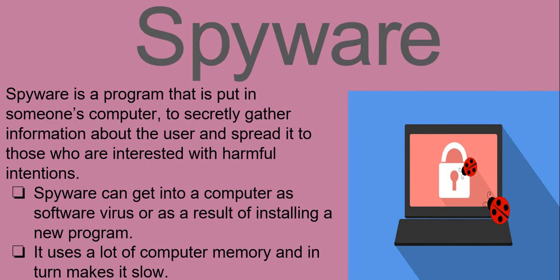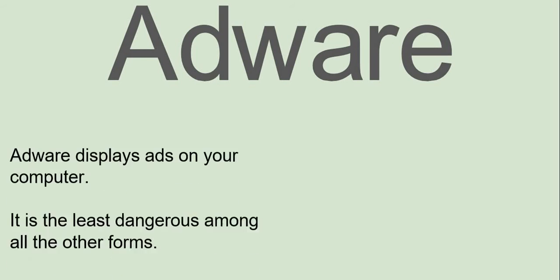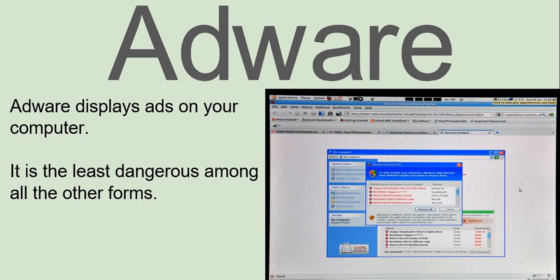Then we have spyware. Spyware is a program that is put in someone's computer to secretly gather information about the user and spread it to those who are interested with harmful intentions. Spyware can get into a computer as a software virus or as a result of installing a new program. It uses a lot of computer memory and in turn makes the computer very slow. There are other problems also. Adware, as the name suggests, puts up lots and lots of unwanted advertisements. It is the least dangerous among the other forms, but it is a very irritating one.